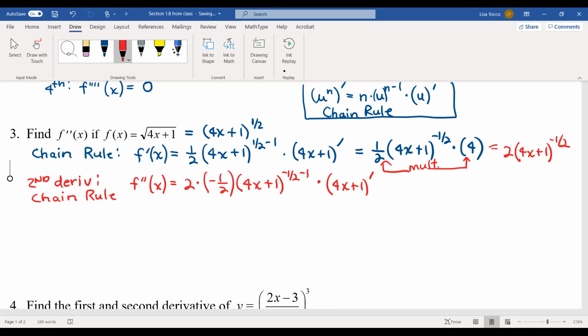So you may or may not have had a chance to practice the chain rule from last time, but hopefully you remember what we talked about. Okay, then I can multiply 2 and negative 1/2, that's negative 1. And when I subtract 1 from negative 1/2, that's negative 3/2. And then the derivative of 4x plus 1 is 4. The only other thing I'm going to do here is multiply negative 1 and the 4, which gives me negative 4.